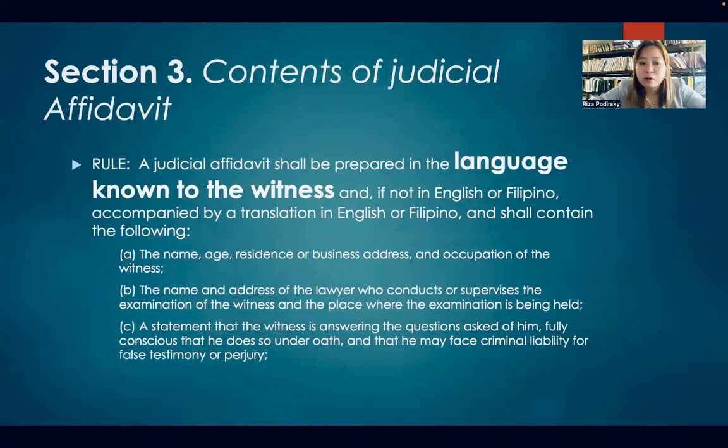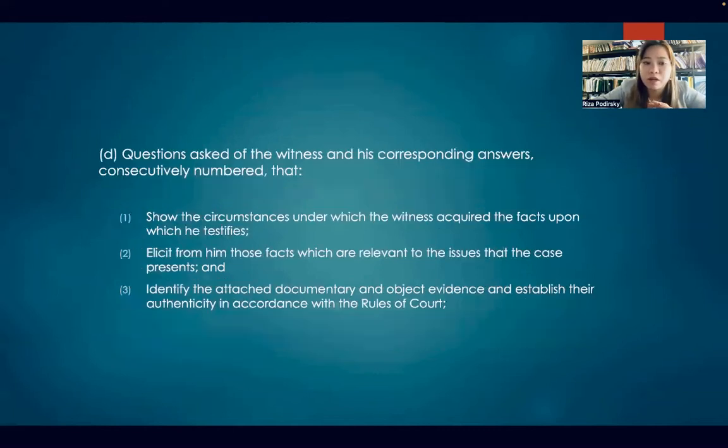Third content would be the statement that the witness is answering the questions asked of him, fully conscious and that he does so under oath, and that he may face criminal liability for false testimony or perjury. It must be stated in there na ang witness only answers what were the questions asked, fully conscious, kibaw siya kung unsay gisulti, and it must be under oath. Otherwise, he will face criminal liability for false testimony or perjury for that one.